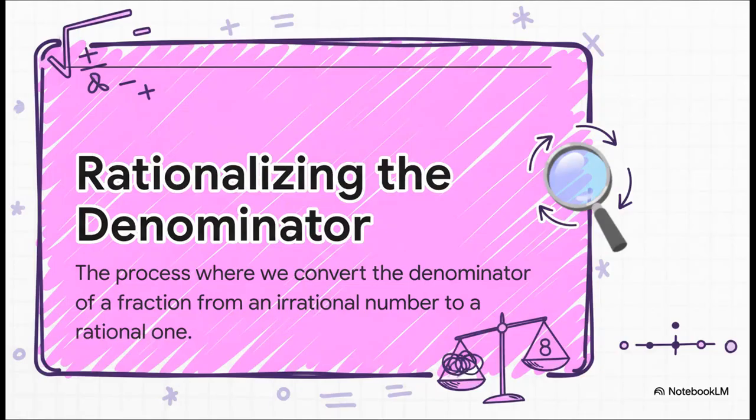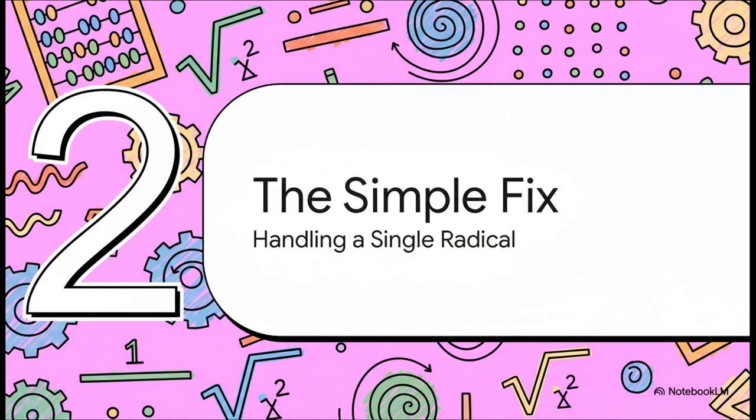So let's just get the official definition down. Rationalizing the denominator is literally just the act of kicking that irrational number, that pesky square root, sometimes called a surd, out of the bottom of the fraction and swapping it for a nice, predictable rational number. Let's start with the most common situation you're going to see. You just have one single square root hanging out in the denominator. The good news is, the fix for this is actually pretty simple.